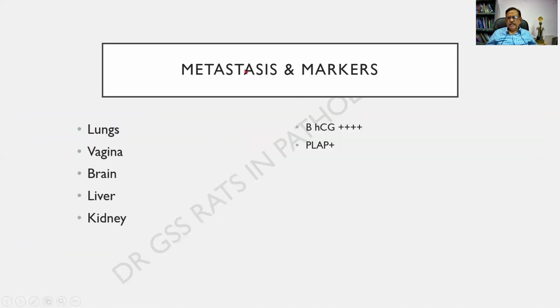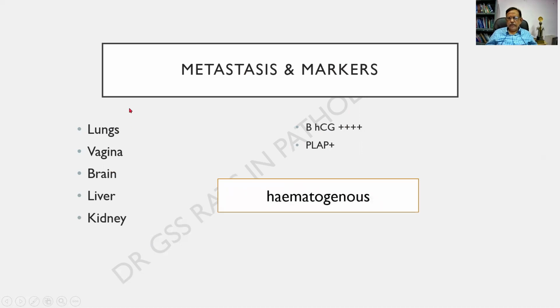And the sites of metastasis will be lungs, vagina, brain, liver and kidney. And these are the markers. Beta HCG, classical of choriocarcinoma, is increased, and placental alkaline phosphatase is increased. These are the two markers, and the mode of spread to these metastatic areas will be by the hematogenous mode.